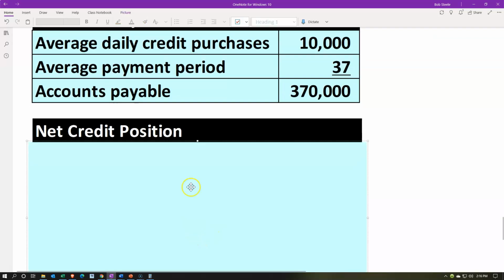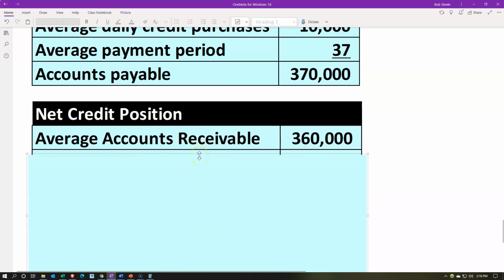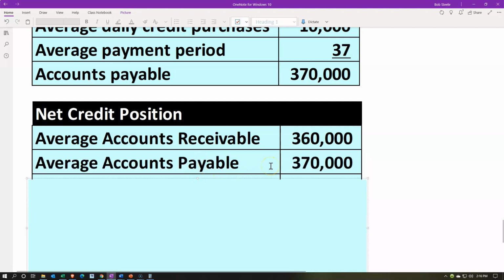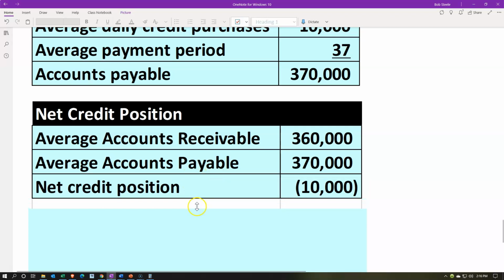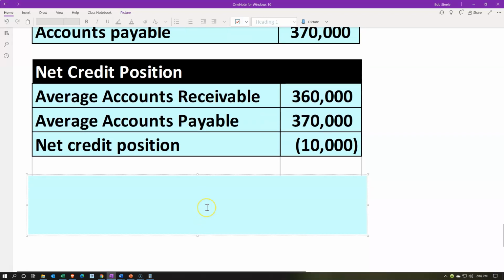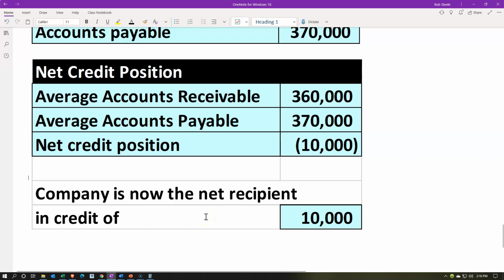So what would that do to our net credit position? We'd say, okay, the average receivables are still 360, but now the payables are at the 370. And so we have a net credit position of 10,000, and the company is now the net recipient of the credit of 10,000. This is actually going to be good, right? Because we're receiving more credit, which we're not paying for, right? This is accounts payable. We're not paying any interest on this. We extended the time period that we're going to be paying. And so we're actually being offered more credit with no fee than we are offering on the receivable side.